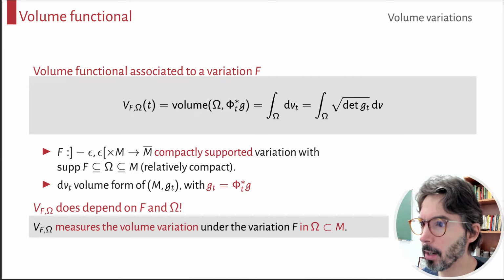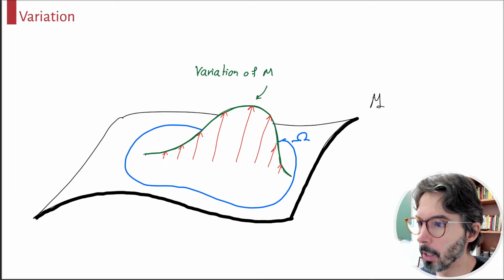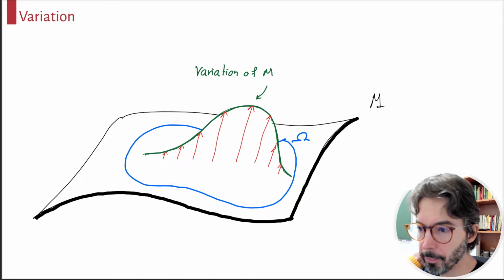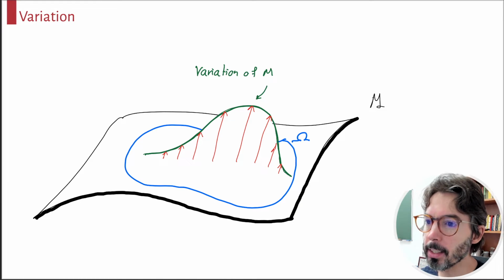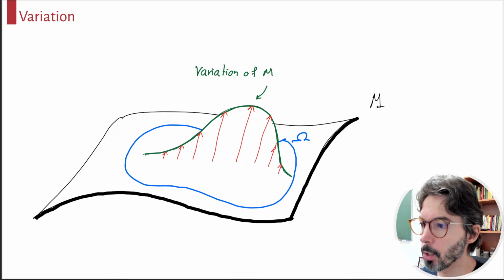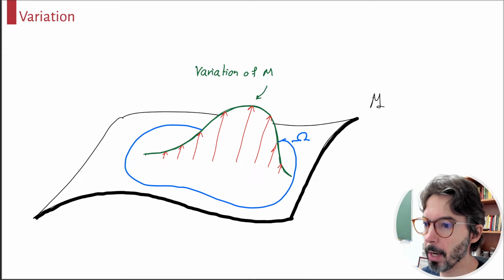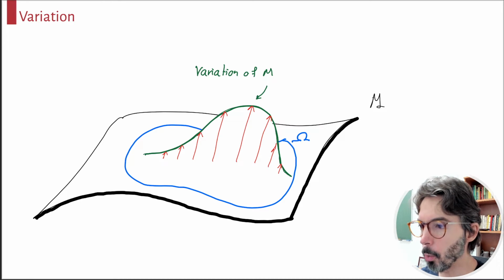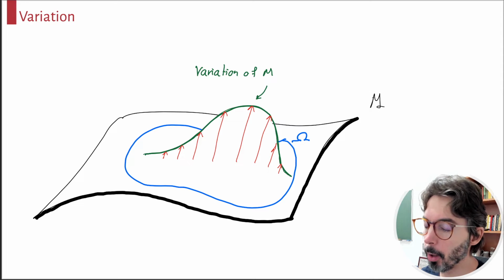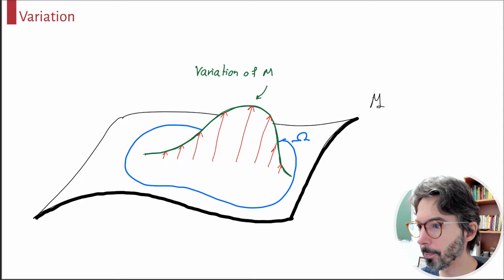So to be more clear, let's look at the following picture. So M is the black surface, so we consider a relatively compact domain omega, and inside omega we make a variation of M, which is drawn in red. So what the volume functional measures is just how the volume varies inside omega.